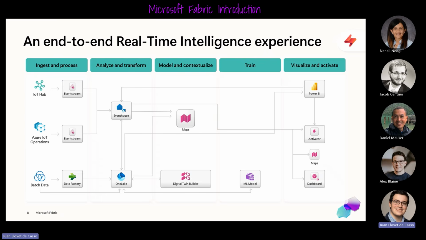And once we have landed our data in our event house, in our KQL database, we can do various things with it. We can serve it directly through Power BI, or we can use a couple of the different items that you see here. For example, maps allow us to visualize data, Activator allows us to act directly on the data, and we also have real-time dashboards that allow us to visualize our data as it comes in without having to move over to Power BI.